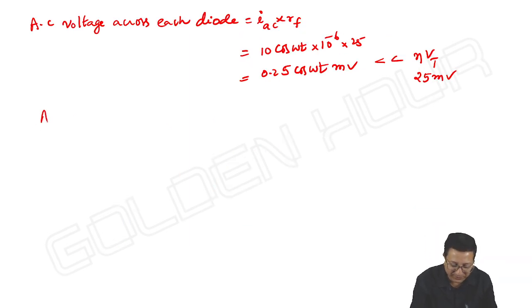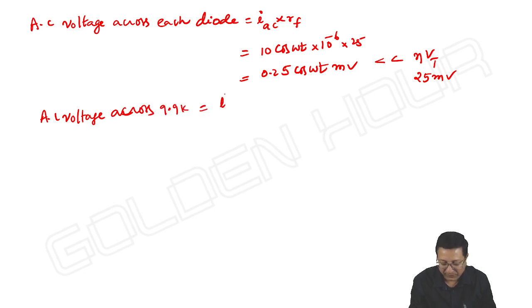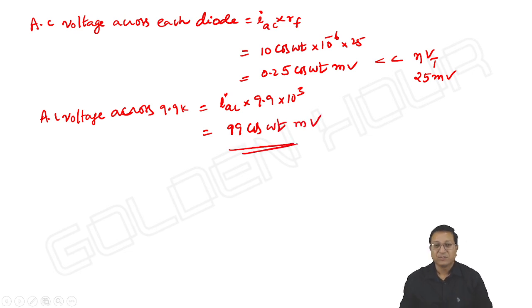So AC voltage across 9.9k is equal to IAC into 9.9 into 10 cube. It is equal to 99 cos omega t millivolt. This is how you can observe. Maximum voltage is across this 9.9k. Diodes are taking very less. Each diode, if you take, is taking 0.25 millivolts.